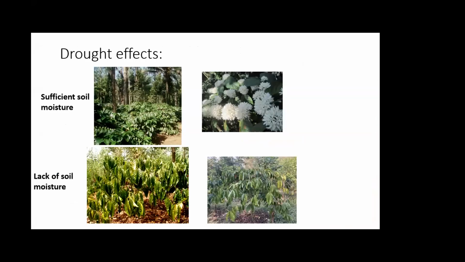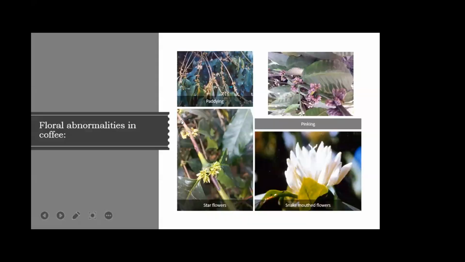So drought effects: if sufficient soil moisture is there, the plants will be in healthier condition, and it will produce good blossoms. If there is a lack of soil moisture, it will go under wilting and also defoliation, yellowing, and followed by the defoliations. If it is a lack of soil moisture, we will see this padding and the star flowers. In case of robusta, we will see this pinking and snake mouth flowers, especially this pinking.